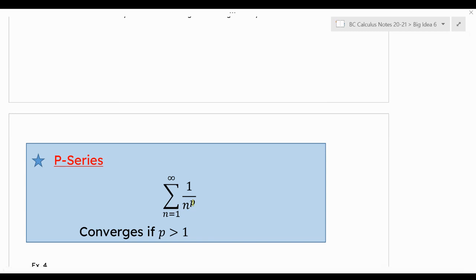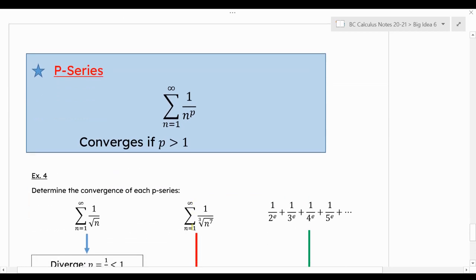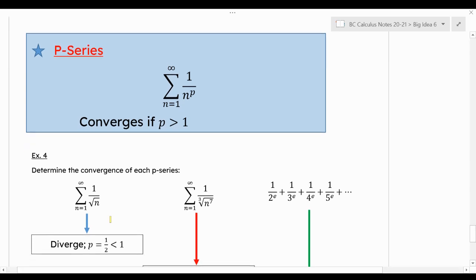These are wicked easy. Check it out. We got 3 series here. We're going to determine immediately whether they converge or diverge. So look at the first one, 1 over root n from 1 to infinity. Well, what is the power of n? That is a p series. It's 1 over n to the 1/2. 1/2 is less than 1. So it's going to diverge. What about the next one?